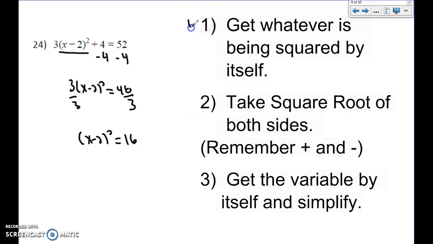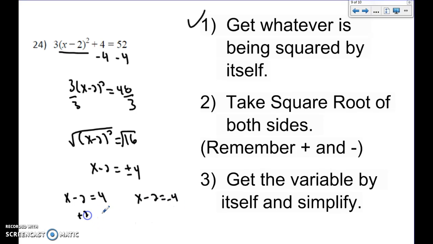Now we want to get whatever's being squared by itself, so I'm going to square root both sides. And I get x minus 2 equals plus or minus 4. So I have x minus 2 equals 4, and x minus 2 equals negative 4. I'm going to solve that. So I'm going to add 2. I get x to be 6. Add 2, add 2, I get x to be negative 2. So I have 2 solutions once again. Check, check.